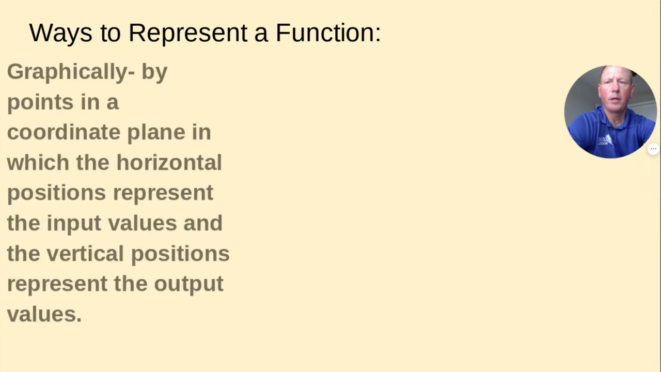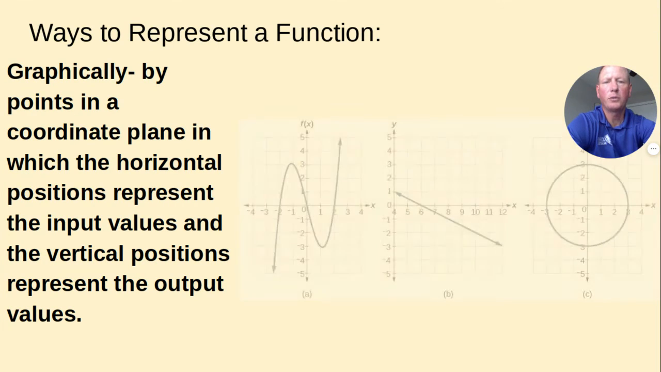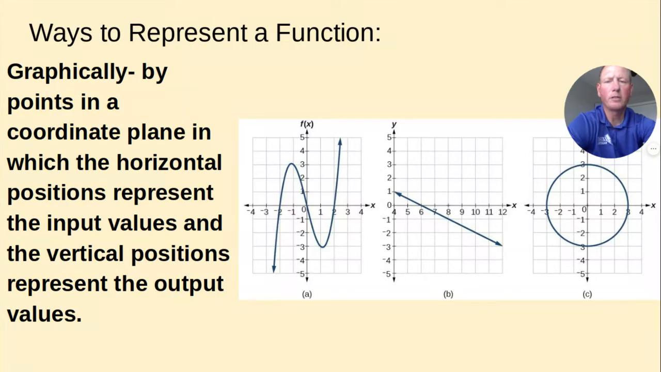Okay, and our third way would be graphically. That means that we put points on the coordinate plane and represent the horizontal positioning by the input and the vertical positioning by the output values. Here we have 3 different examples. The first one, we've got a curve that goes up and then goes down, then goes back up. Notice for each x value, we do have exactly one y value, so this would pass the vertical line test, which we're going to talk more about in the next section. So that would be a function.